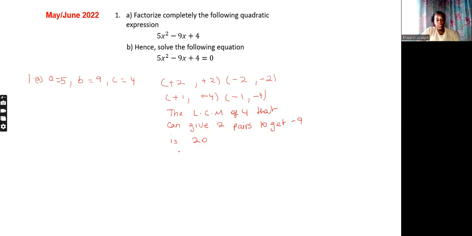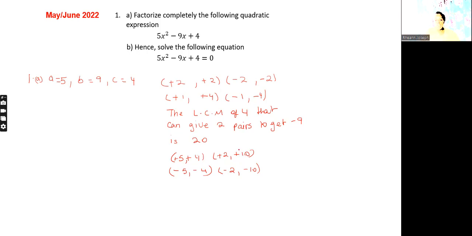And when we list the factors of 20, we get 5 plus 5, plus 4, plus 2, plus 10, minus 5, minus 4, minus 2, minus 10. So we can't use this one because even if we add these two together, we would not get 9.